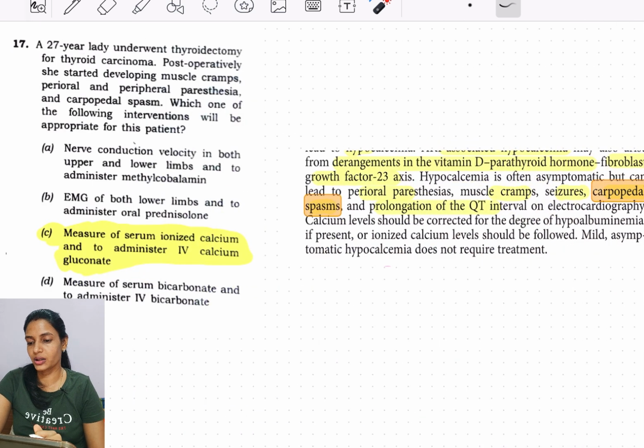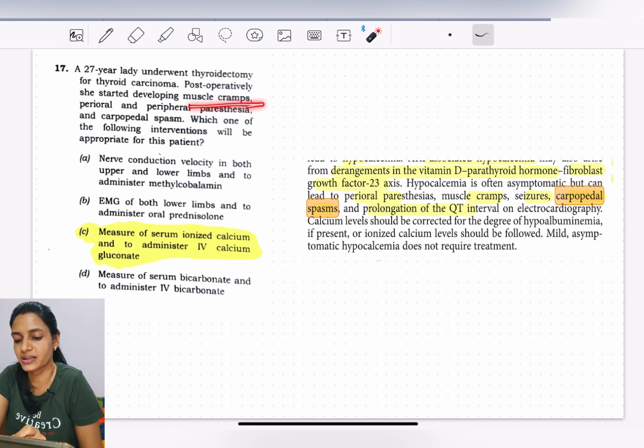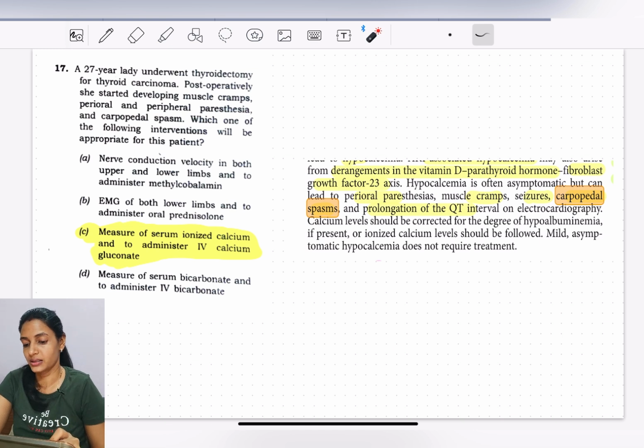Now next they are talking about the patient who underwent thyroidectomy and developed muscle cramp, perioral and peripheral paresthesia, carpopedal spasm. These all are significant, these all are indicating towards hypocalcemia, and hypocalcemia is managed by ionized calcium gluconate.